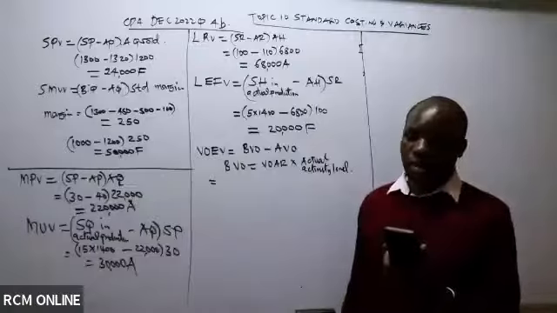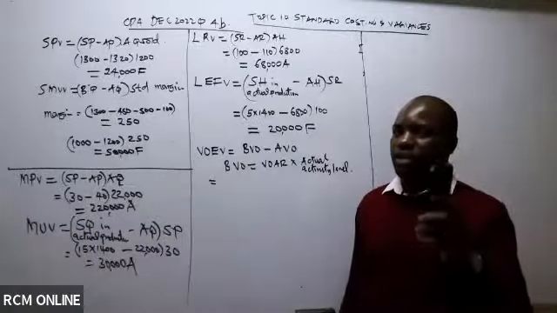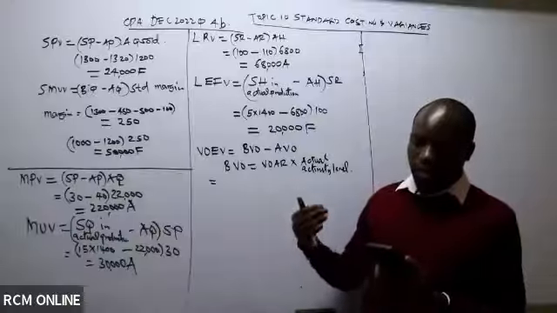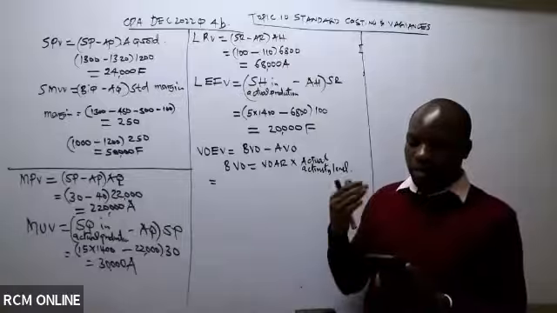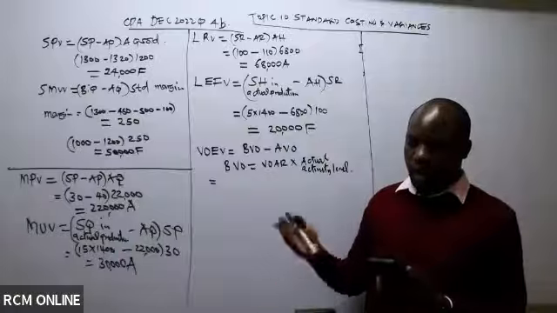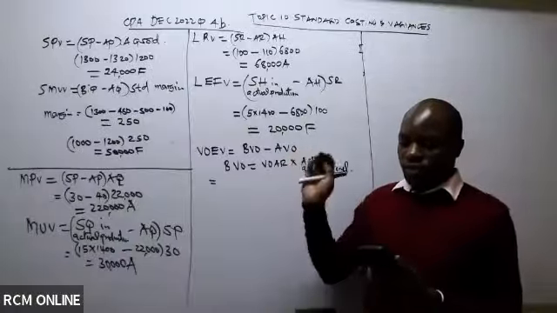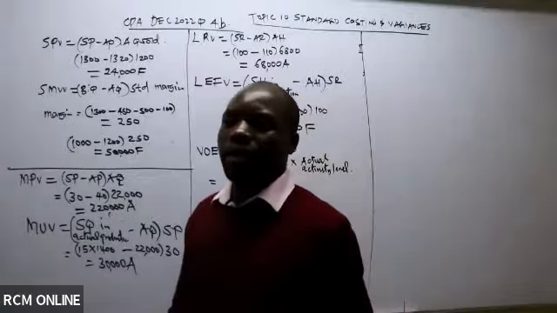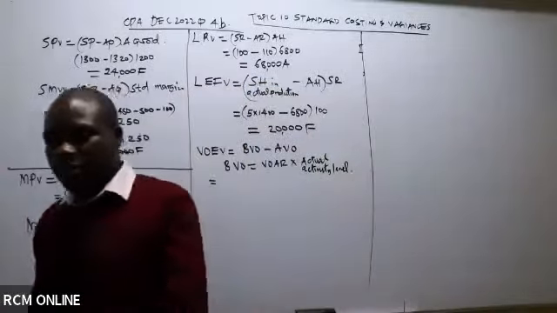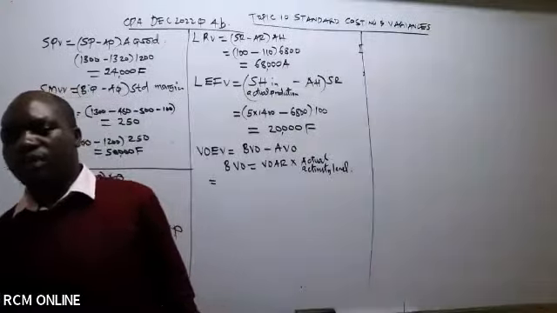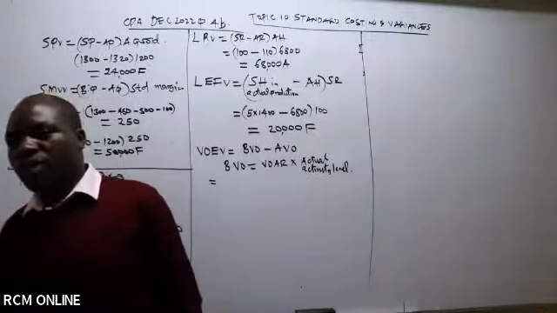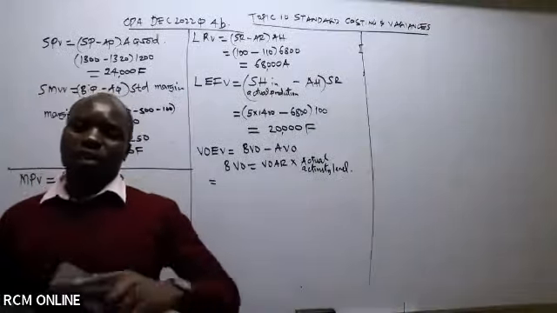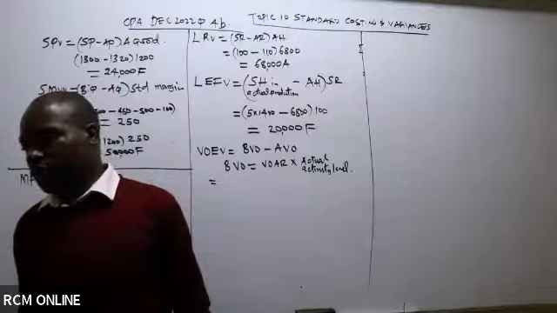Variable overhead absorption rate is the rate being charged per activity level. You have been able to see that the variable overheads, as per the standard, we have 5 hours at 20 shillings per hour, giving us 100 shillings. So what is this variable overhead absorption rate? It is dependent on labor hours. So if you go to the budgeted statement or standard cost card, and you see the variable overhead rate per direct labor hour, you'll be able to give us that overhead absorption rate.